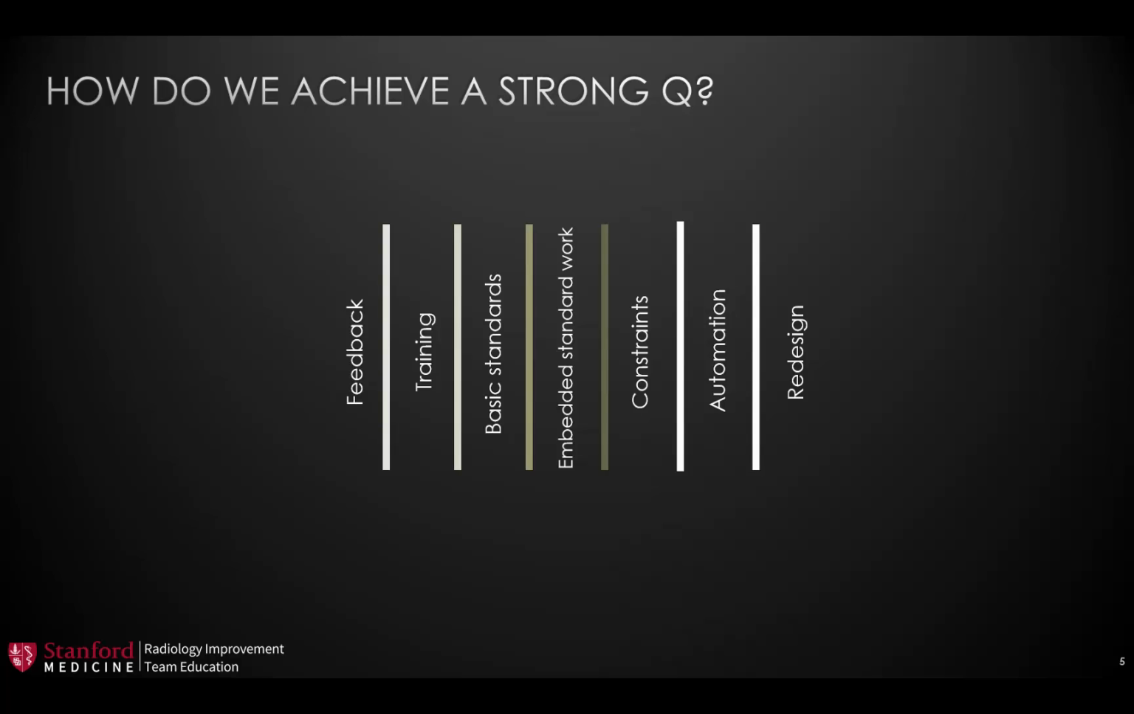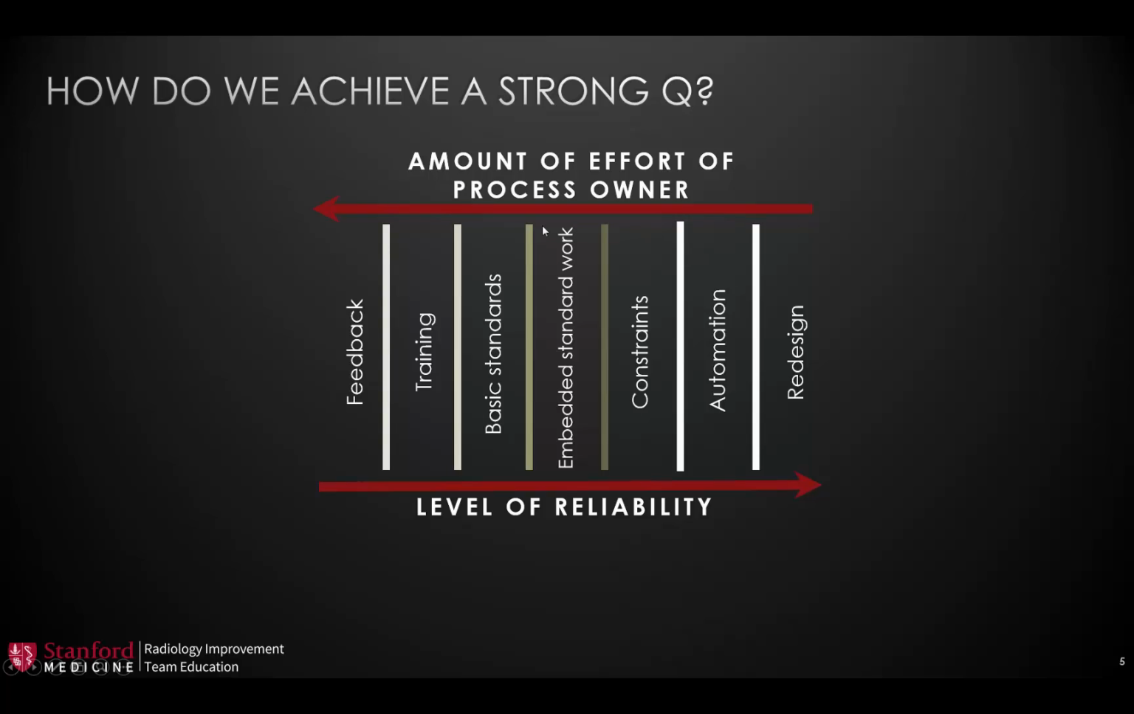As we go to the right, we are actually increasing in level of reliability. These solutions are more reliable, will have a stronger Q than these solutions over here. And another thing to remember is that if we go back to the left, we're actually increasing the amount of effort the process owner will have to put into our solution after we leave.